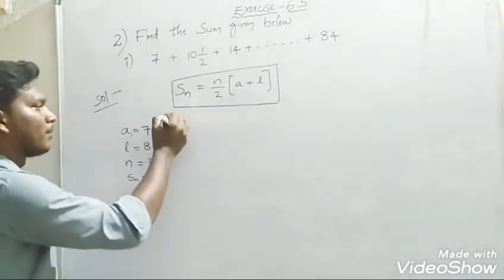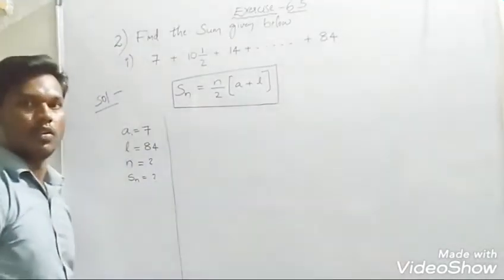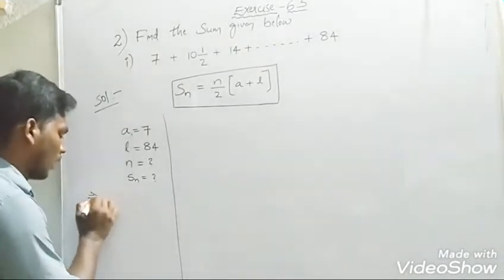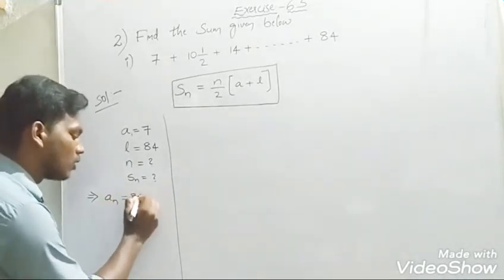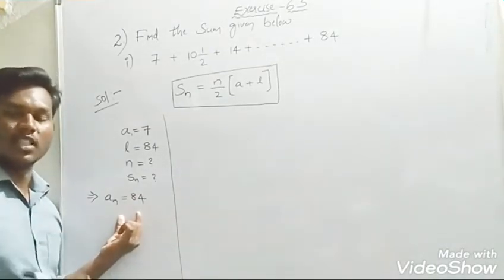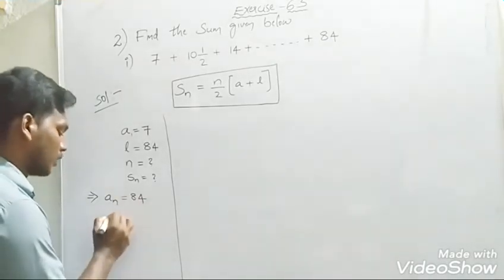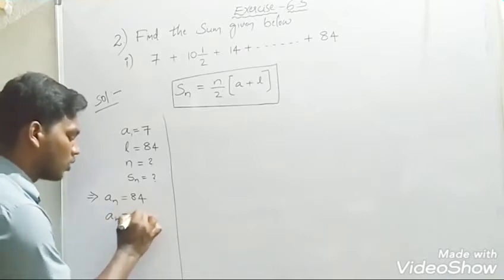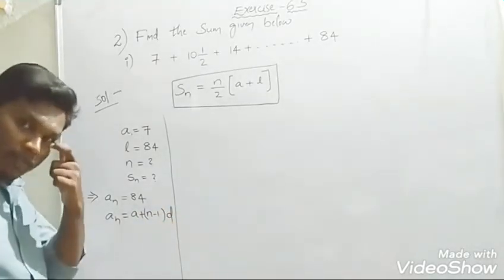So that is the reason, okay, friends, we should find which term is 84. I am writing, we don't know which term, so an is equal to 84. Okay, friends, same as in the previous exercise. That means we should find which term is 84. Whenever we see the words 'which term', what is the formula? an is equal to a plus (n minus 1) into d.